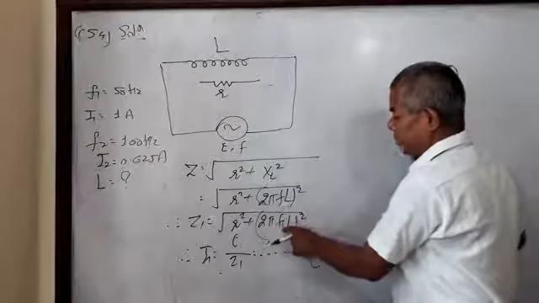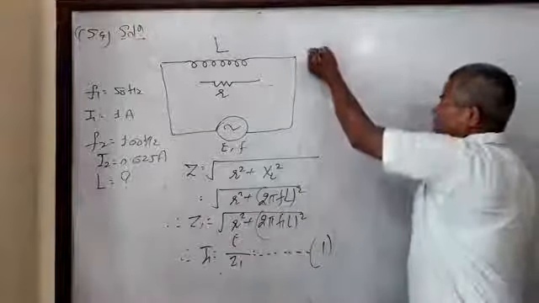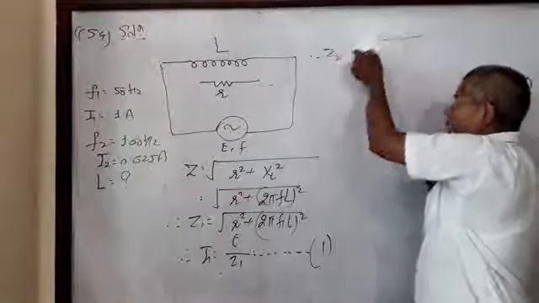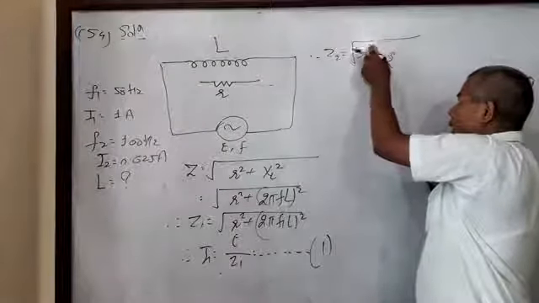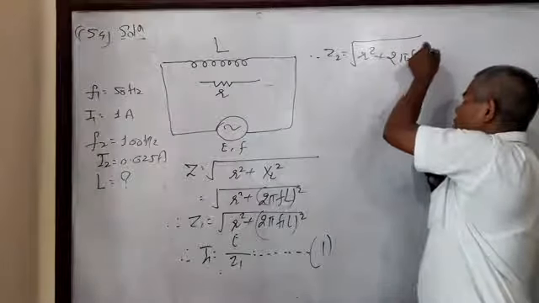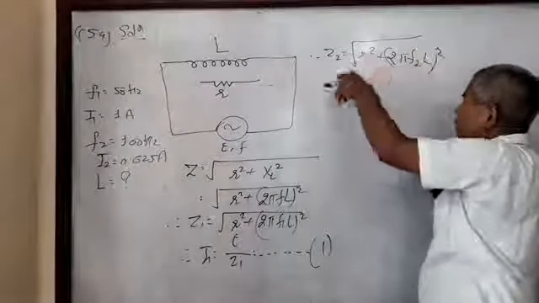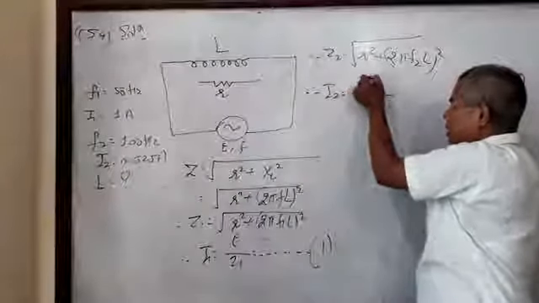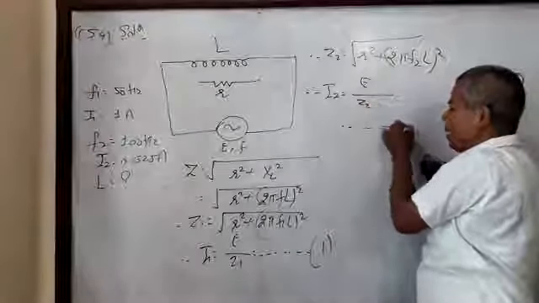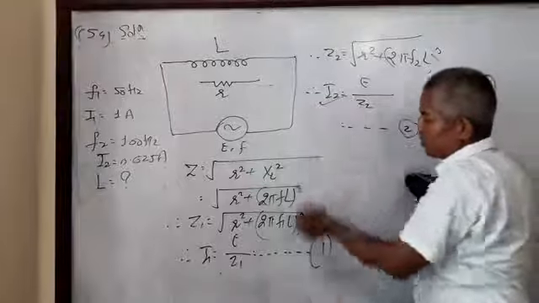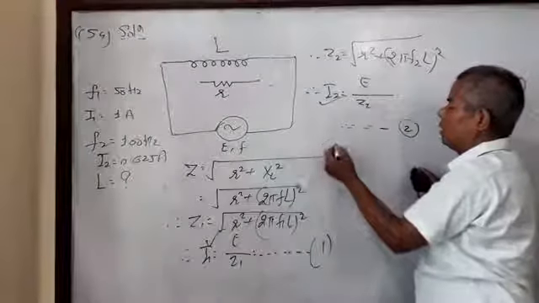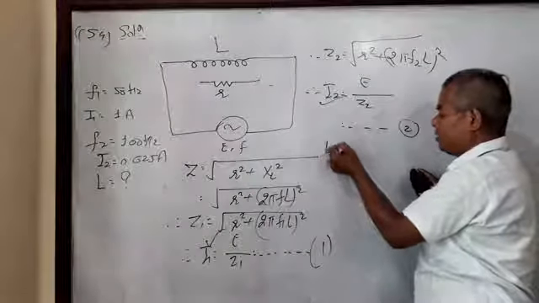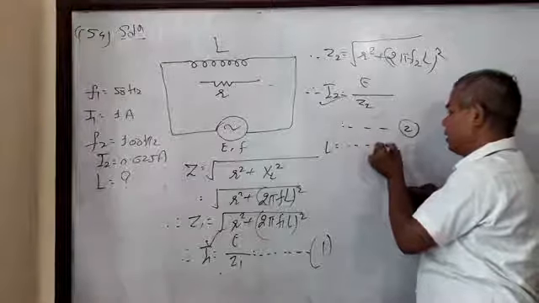Then replace F2, then Z2. In the second part, Z2 is root under R same, R square plus 2 pi into F2 into L whole square. Why? New frequency, new impedance, so the new current I2 is equal to the same E by Z2. Here we have I1 and I2 given. Solve the two equations, cancel R by subtracting. At last we find L. That is in Henry.